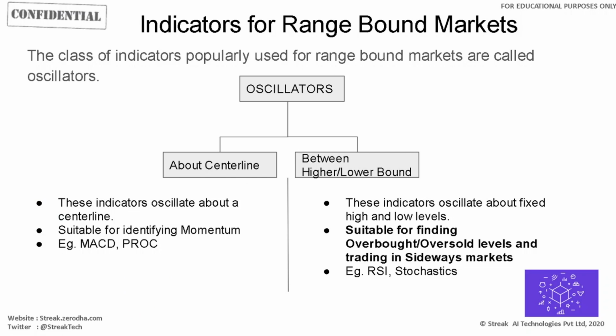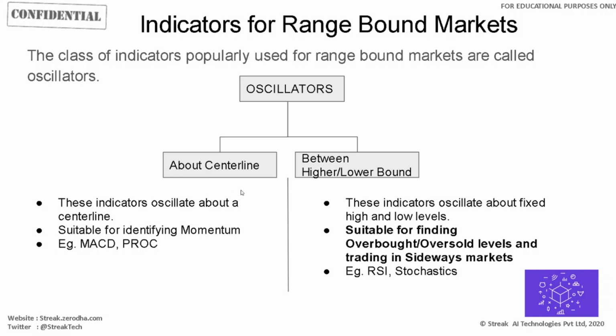Indicators for range bound markets. What are some indicators that we can use to successfully trade in sideways markets? A class of indicators known as oscillators are generally used in range bound markets, and a lot of traders are actually unaware that even in oscillators there are two types.